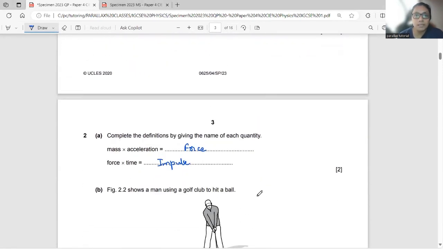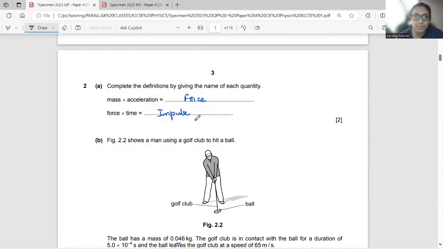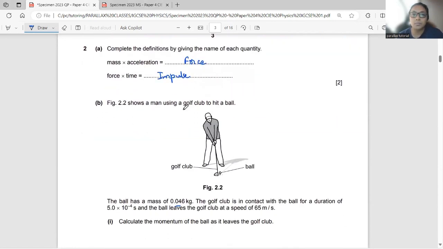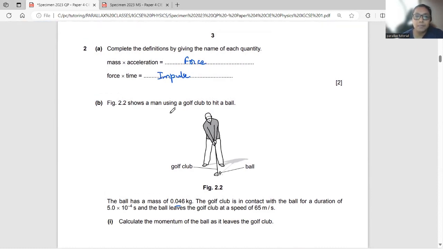Any of the two methods are okay, you will get marks. Next, question number 2. Complete the definitions by giving the name of each quantity.